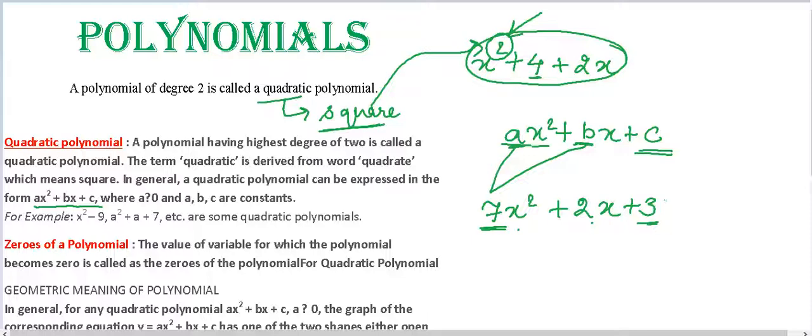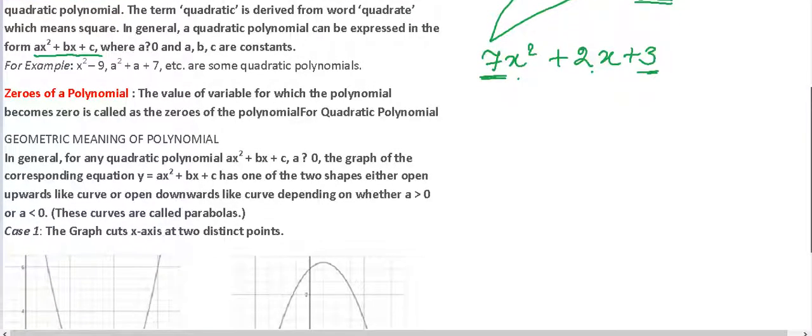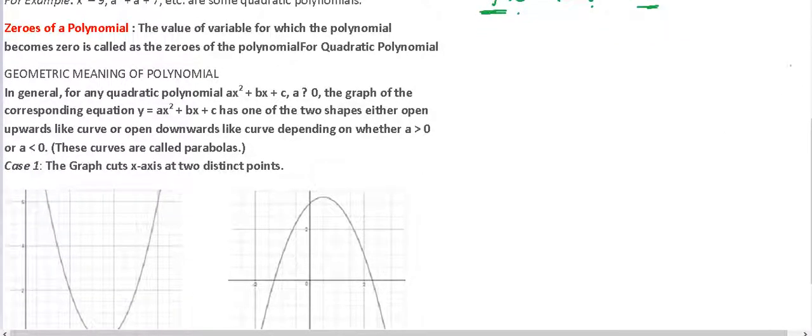Now we'll move forward and see what the zero of a polynomial is. The value of the variable for which the polynomial becomes 0 is known as the zero of that polynomial. Similarly, for a quadratic polynomial, for a cubic polynomial, for every polynomial, it is a universal definition of zero. Zero is that value of the variable which makes the whole polynomial 0. It is known as the zero of that polynomial.